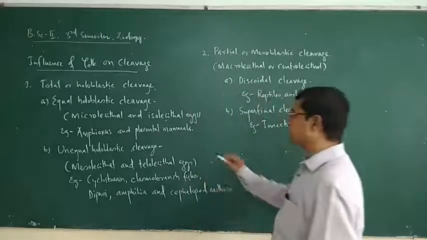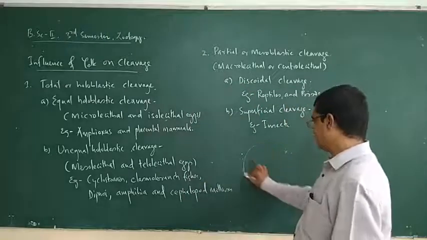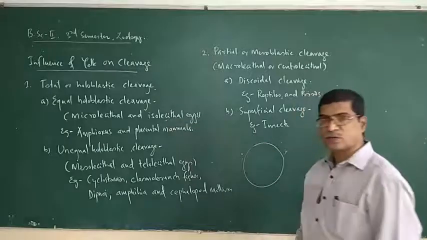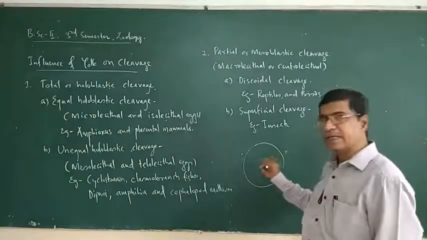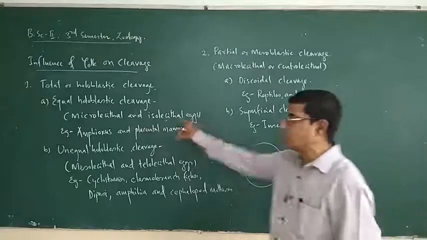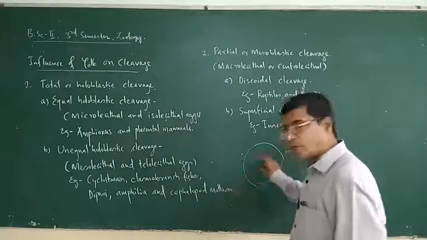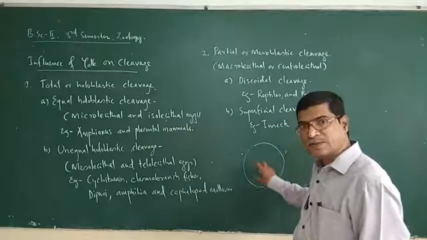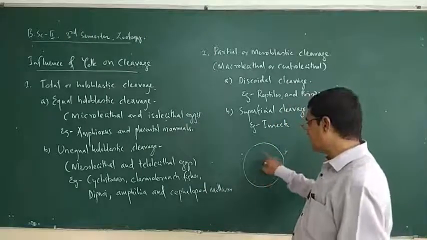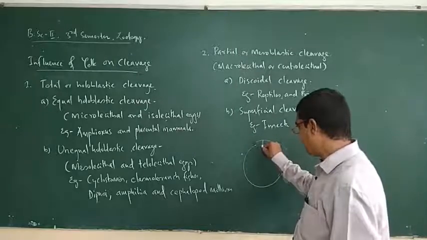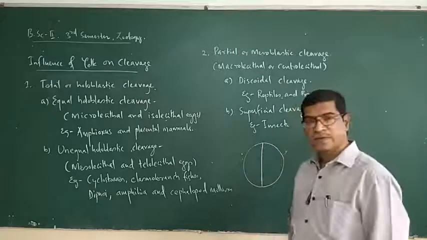Look here. This is an egg. This egg is microlecithal. Microlecithal means very little amount of yolk is present. And isolecithal means distribution of yolk: yolk is distributed evenly throughout the cytoplasm. Okay? So there cleavage can occur easily.